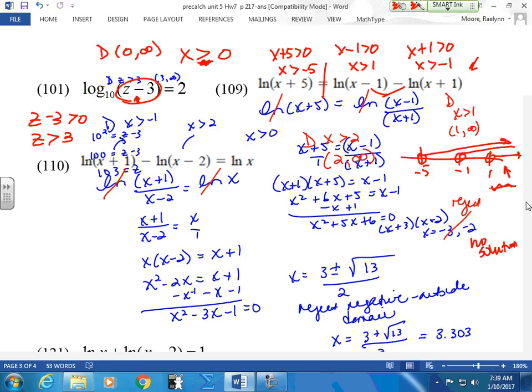This one, here's another good one. This one has logs on one side and logs on the other side. Bring this down to one log. Only when you have one term, you can cancel out your logs. Set these guys equal to each other, cross multiply. This one was kind of messy. Yeah, but did you get this far?